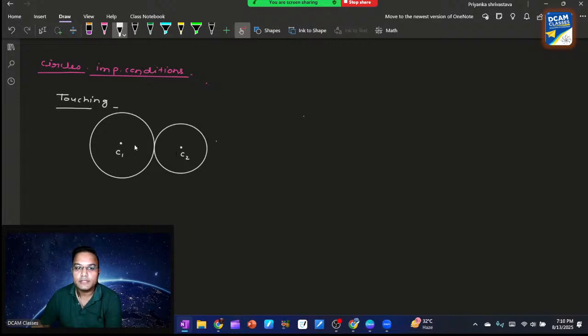The radius of the first circle is suppose R1. The radius of the second circle is suppose R2. They are touching externally, means first case is this. The condition that you will make is C1C2 is equal to R1 plus R2.